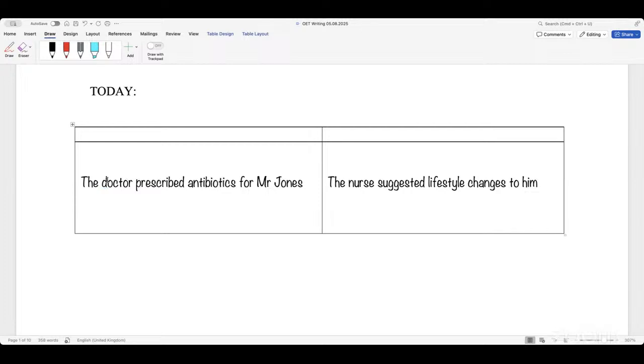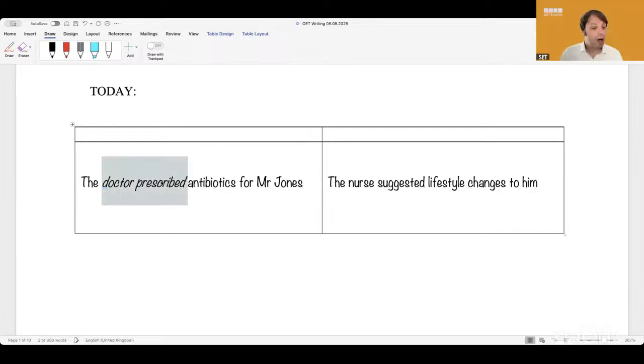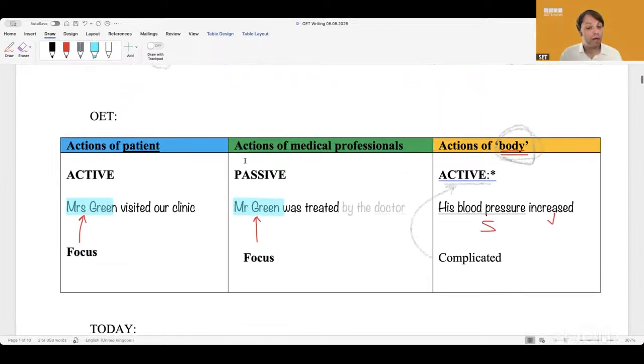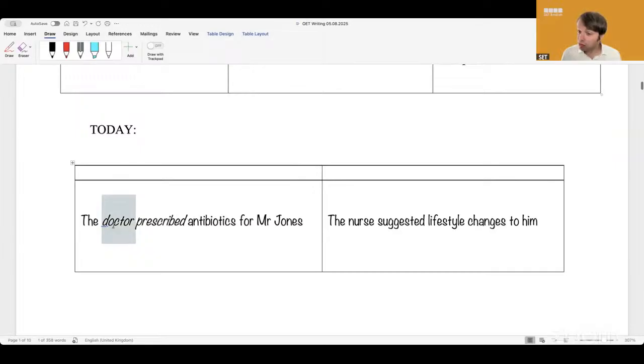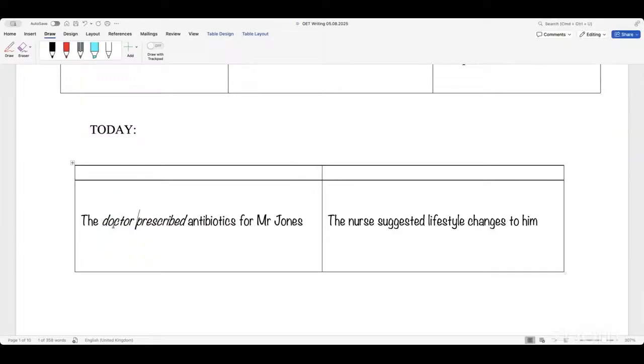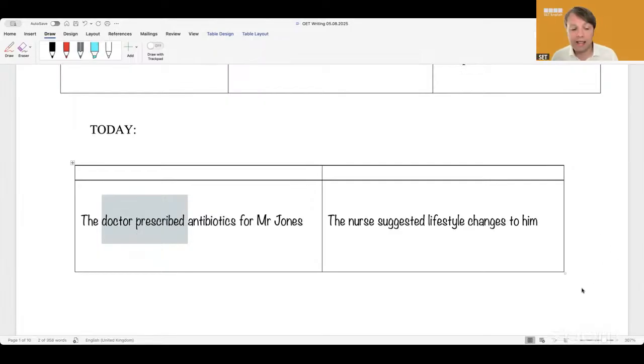No, it should be in passive form. Passive, because this is the actions of a medical professional, right? Is the doctor a medical professional? Yes. Is he doing the action? Yeah. So this is wrong, right? We don't put this in the active voice. We need to make it passive, okay?